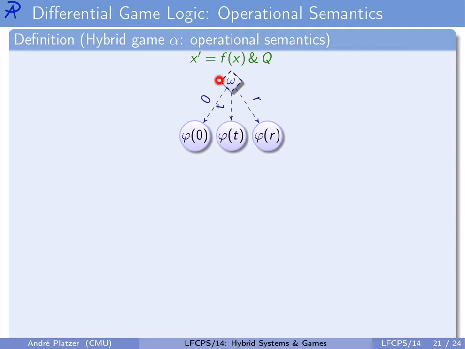For a differential equation, however, if you play that in a state omega, a whole lot of choices are possible. You always follow the solution of the differential equation within the evolution domain constraint, but there's a lot of choice going to Angel, namely how long does she want to do that? For zero time units, for t time units, for r time units, and it gives you uncountably infinite branching, usually, except when you're at a position where the logical formula Q is not true, then there will be no choices and she will have lost the game right away because she was supposed to play the ODE and couldn't. Or in the circumstances where the evolution domain constraint Q is still true but isn't true for any longer amount of time, and then the only duration that you can choose is zero.